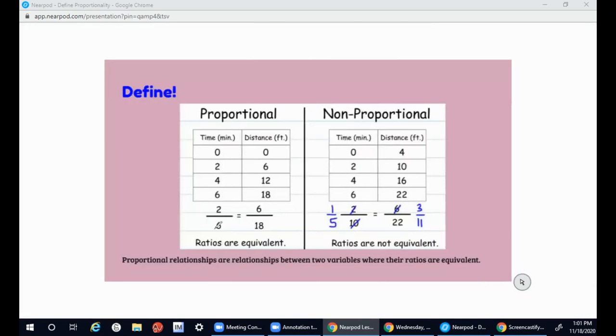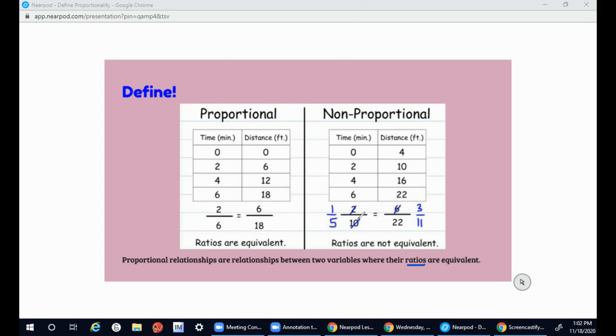Okay. When I went to Google, what I'm doing right here is modeling for you things that you can do. I went into Google and I said, define proportional, and this is what came up. This was the word definition. Proportional relationships are relationships between two variables where their ratios are equivalent. Just like in our trees and apples, it reduced every time to 13 apples a tree.